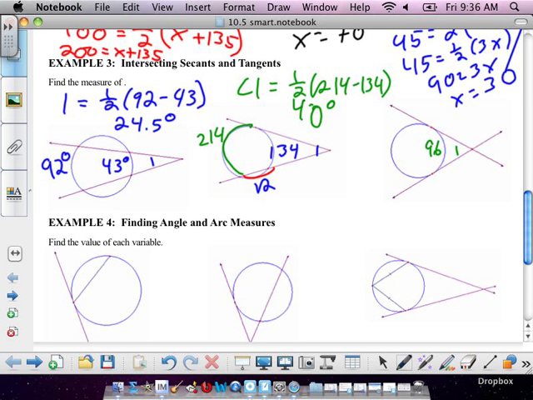360 minus 96, which gives me 264. So I'm going to say angle 1 equals 1/2 times 264 minus 96, which gives me 84 degrees. Okay.